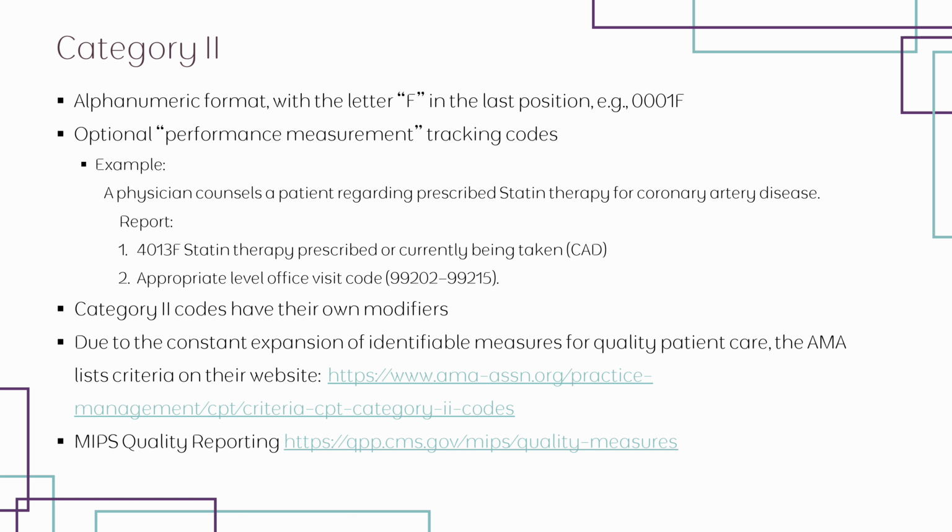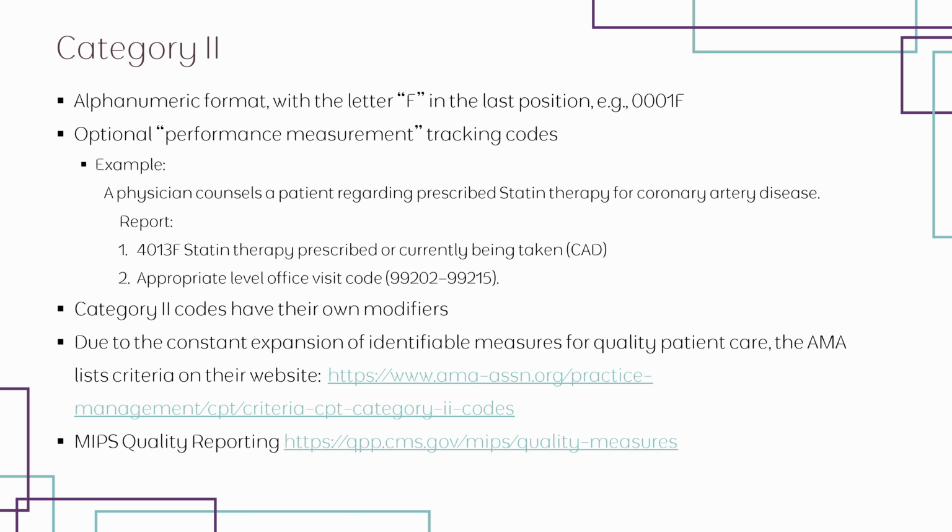These codes will play a significant role in your quality payment program, or QPP, which does include your MIPS quality reporting. Through this system, providers can report specific outcome measurements that are tied to certain medical conditions to demonstrate the quality of care that is provided to their patients. To help illustrate how Category 2 codes are used, let's walk through an example.